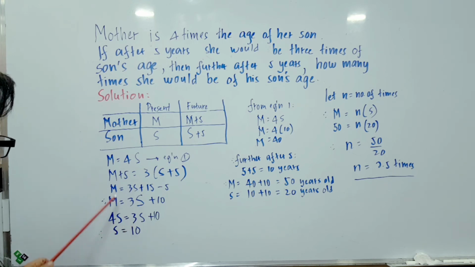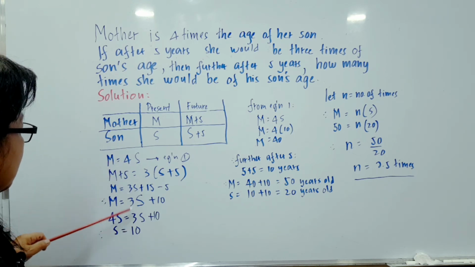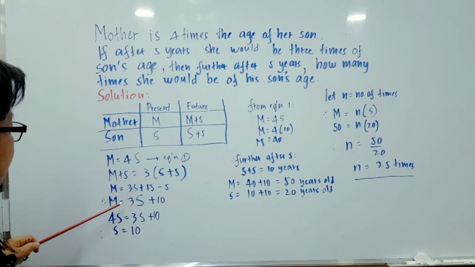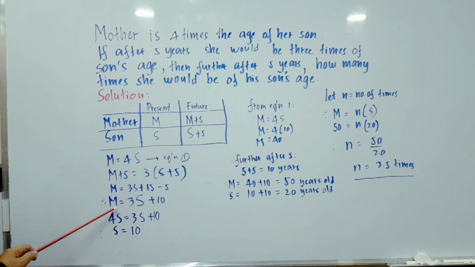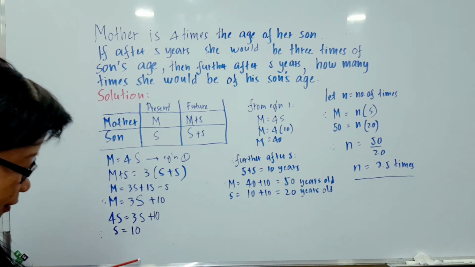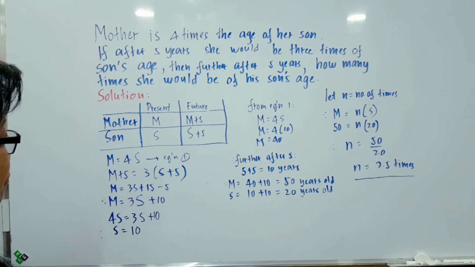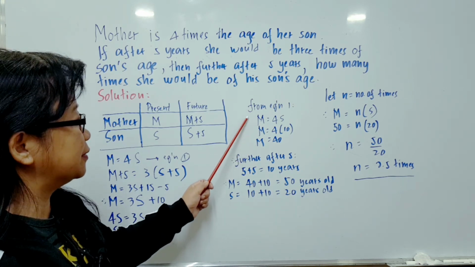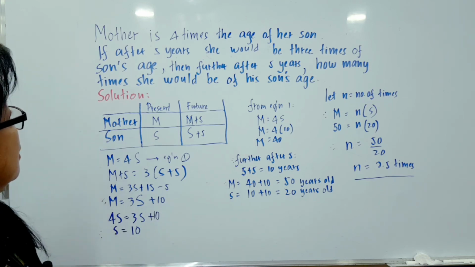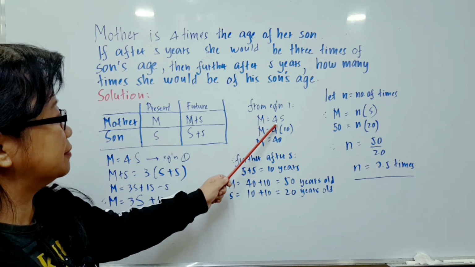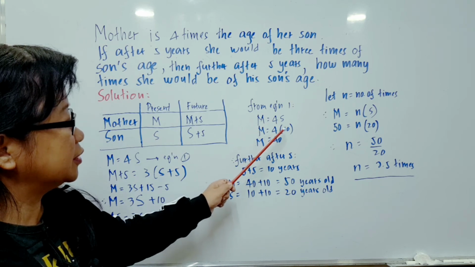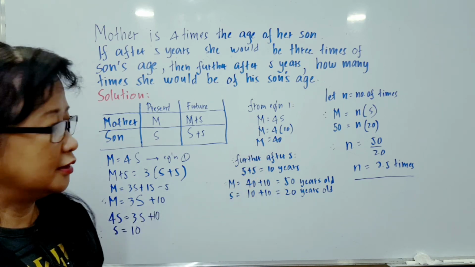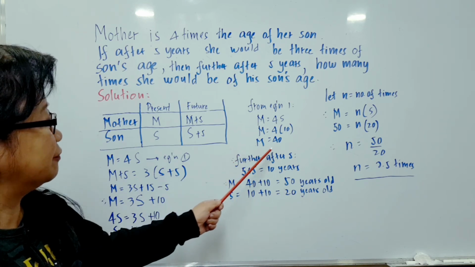Now, we can substitute this one. We can solve the S by substituting the value of M from the equation 1, which is equal to 4S. Therefore, 4S is equal to 3S plus 10. S, therefore, is equal to 10. That is the age, present age of the son. Now, of course, we can solve the age of the mother, the present age, which is equal to 4 times S, which is equal to 4 times 10. Therefore, the mother present age is 40.